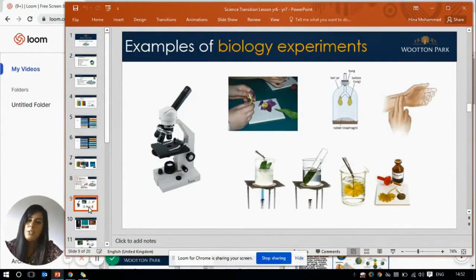Some of the experiments we do in Year 7 and 8, for biology, we use microscopes. They're really exciting. We look at different types of cells. Flower dissections, we look at models to explain some scientific concepts. We talk about health and diet and exercise, and we use indicators to look at components of cells.